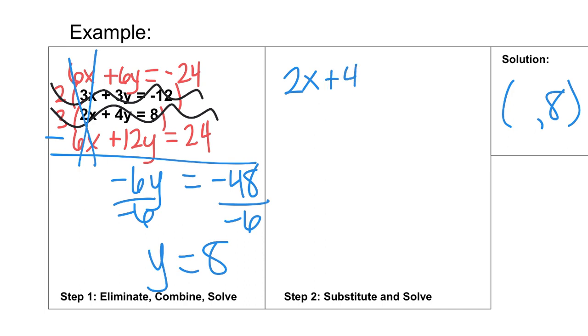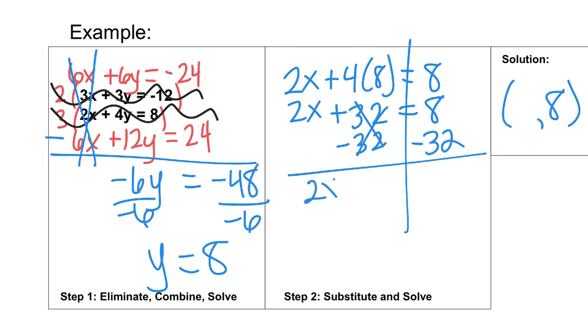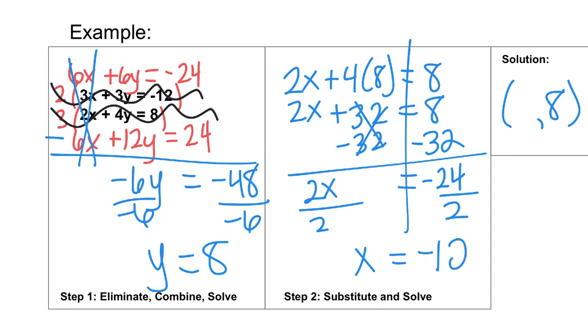And so I've taken that bottom one, 2x plus 4y equals 8, took the y out, put the 8 in its spot, and I'm going to solve that. So 32 is 4 times 8. I can subtract the 32. So I have 2x, and I have negative 24. Divide both sides by 2, and I get that x is negative 12.